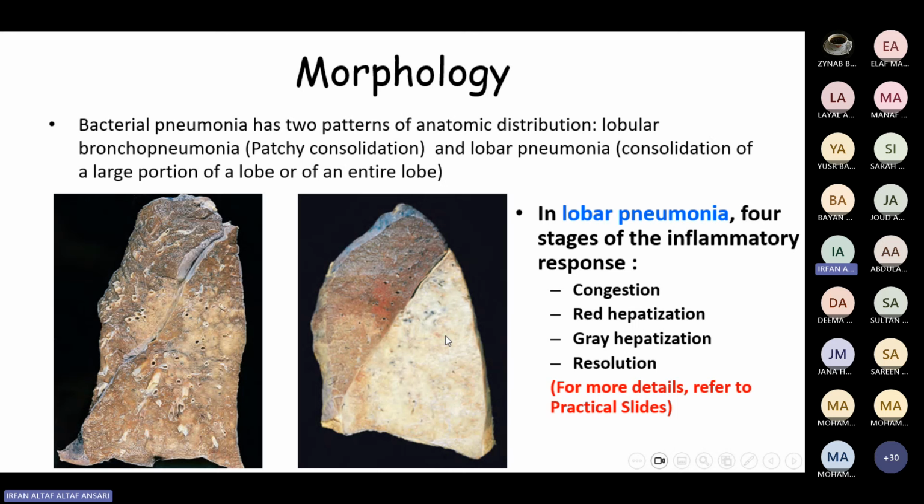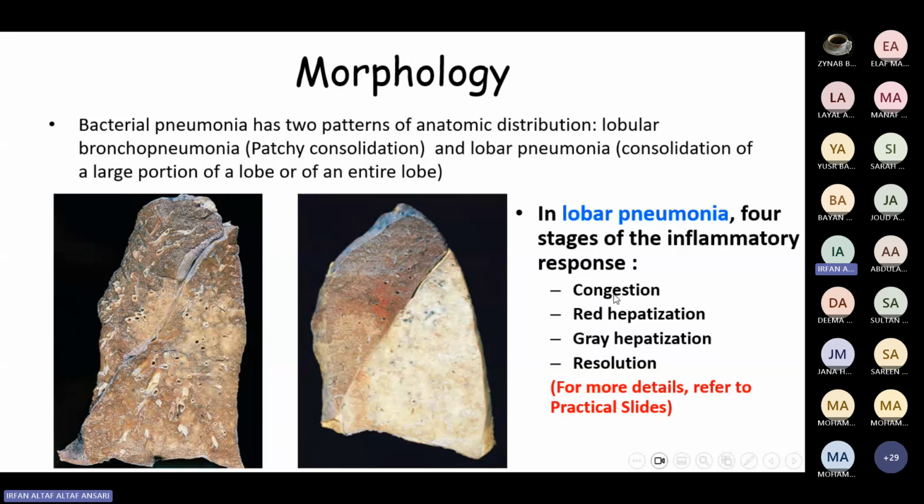And in lobar pneumonia, you see the four stages of the inflammatory response. These four stages are very, very important because you see beautiful histopathological and gross changes in the lung. And what are these four stages? Congestion, red hepatization. Okay, what do we mean by hepatization? Because the lung is an elastic organ, when it becomes solid, it looks like a liver, so we call it hepatization.